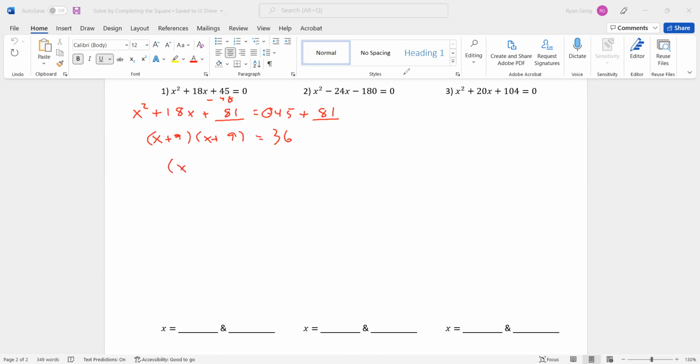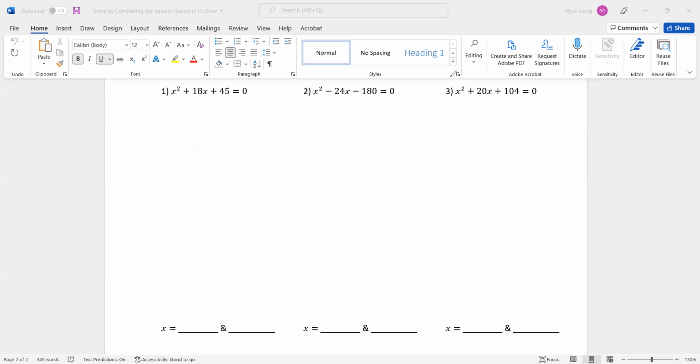Now I can rewrite that as x plus 9 squared equals 36. Square root now. I get x plus 9 equals positive or negative 6. Subtract 9, x equals negative 9 plus or minus 6. So negative 9 plus 6 is negative 3. Negative 9 minus 6 is negative 15. Okay. And that's from start to finish. We'll go ahead and clear it for space reasons, and move on to number 2.